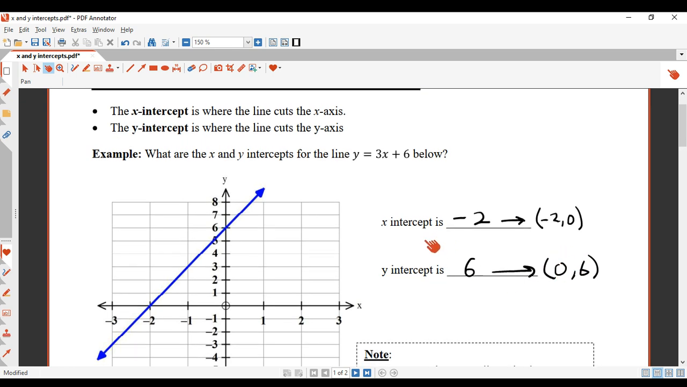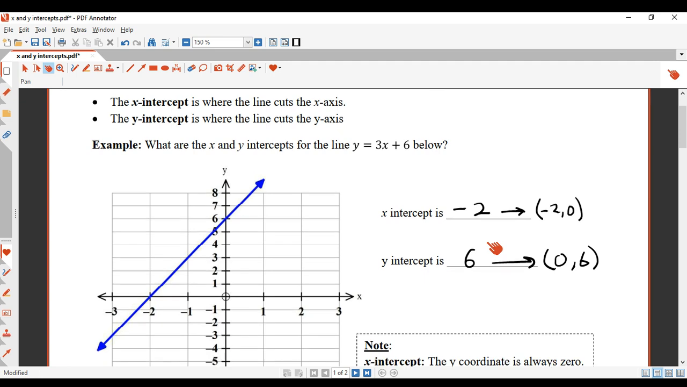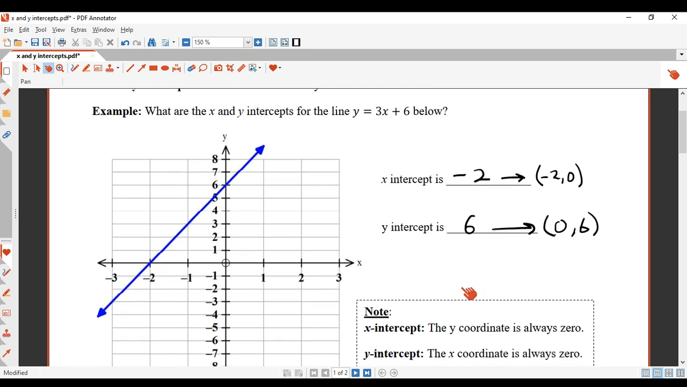So just be aware, when they say, what is the x-intercept, you just have to put down the number. But look, if you write down the coordinates as well, we're still going to give it correct. Now, what you should notice is that for the x-intercept, the y-coordinate is always 0. You can see here that the y value is 0. Now, why is that so? It's because any point on the x-axis has to have a y value of 0.